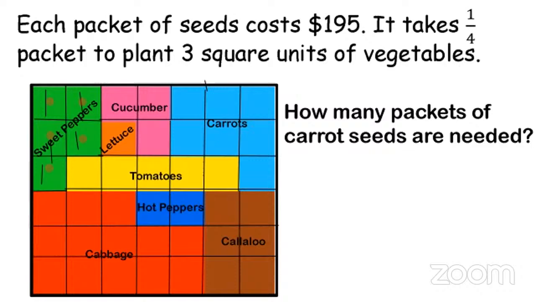So I would say that I would need 7 packs of seeds, 7 packs of carrot seeds for the carrot part of the vegetable garden.